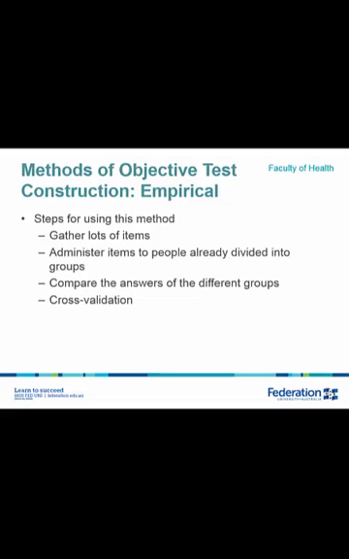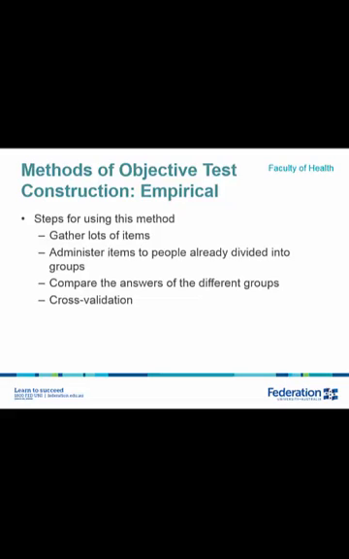The second step, however, is a little different because now you administer the items to people you've already divided into groups that you're interested in. So often this would be diagnostic categories or occupational groups. For example, you might administer the test to a group of people who've been diagnosed with a particular disorder, so depression or anxiety, for example, and you'd administer the same test to a group of people who are free from depression or anxiety symptoms.